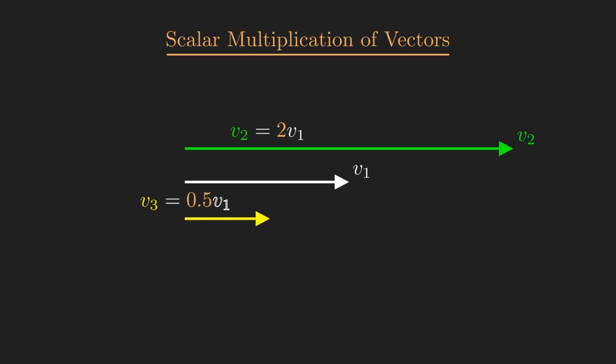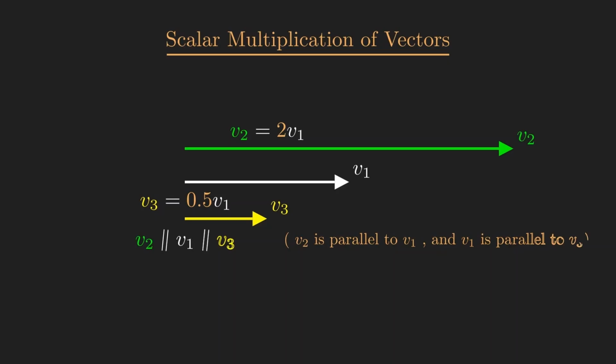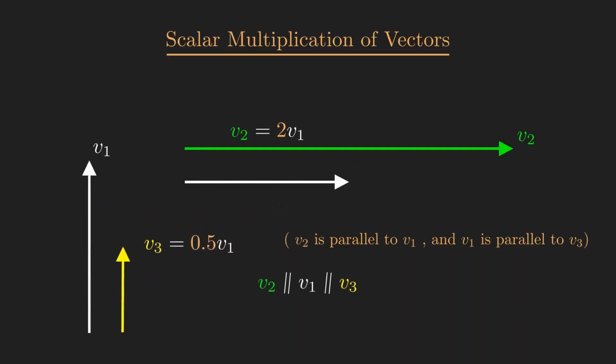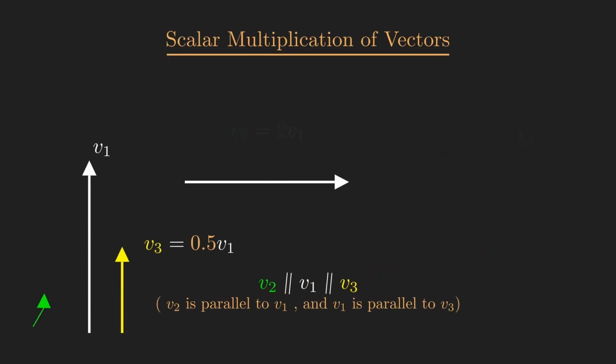Another example is if my real number is 0.5, then when I multiply v1 by 0.5, I get a vector that is parallel to v1 with a magnitude that is half of v1. And all these vectors are parallel to each other. v2 is parallel to v1, and v1 is parallel to v3. This is also the case for vectors that are vertical. So all these vectors are parallel to each other, so they are all scalar multiples of each other.